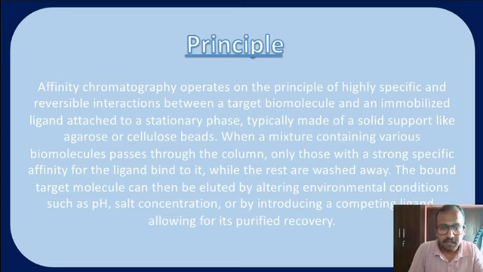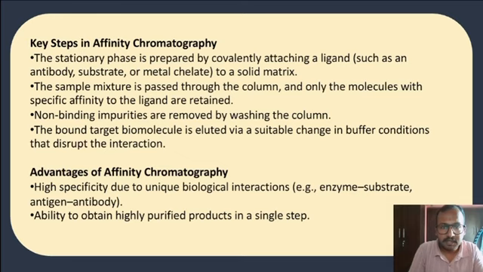The key steps involved in affinity chromatography are: first, preparation of the stationary phase, where we attach the ligand on a solid matrix. The ligand can be an antibody, a substrate, or a metal chelate. The second step is the preparation of the sample mixture, where we choose a target molecule that has a specific affinity towards the ligand. The third step, we separate the unwanted molecules by washing them through the column. The fourth step, which is important, is where we use a special elution buffer to separate the target molecule.